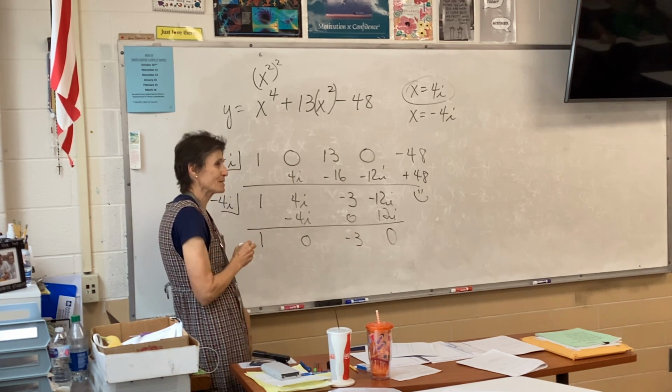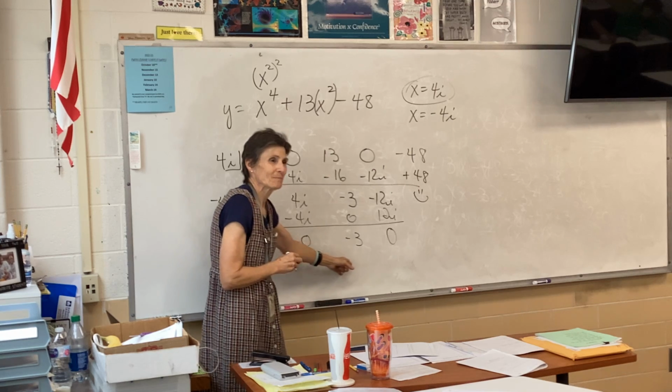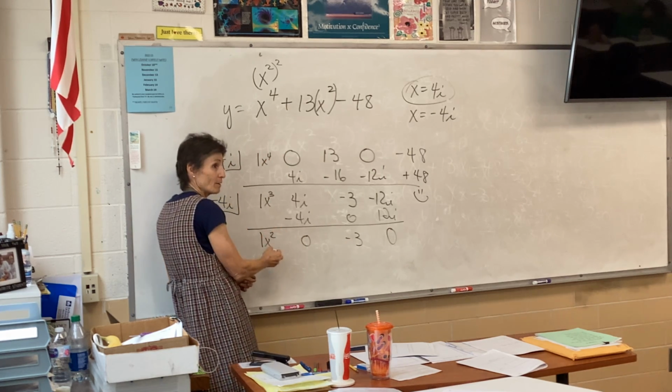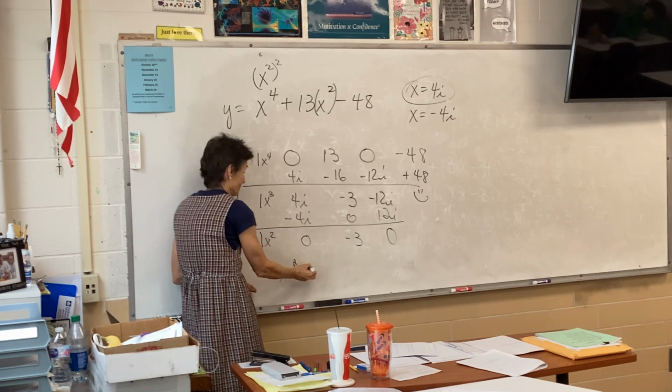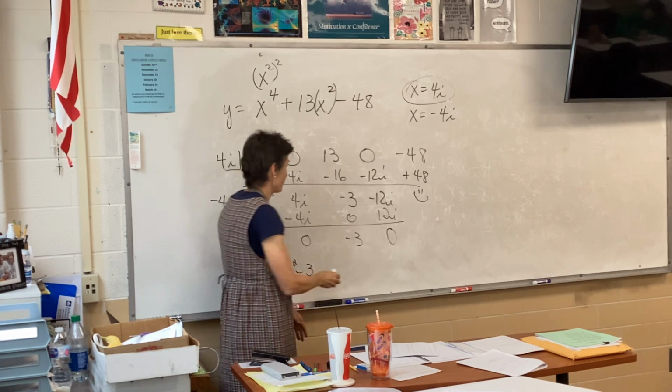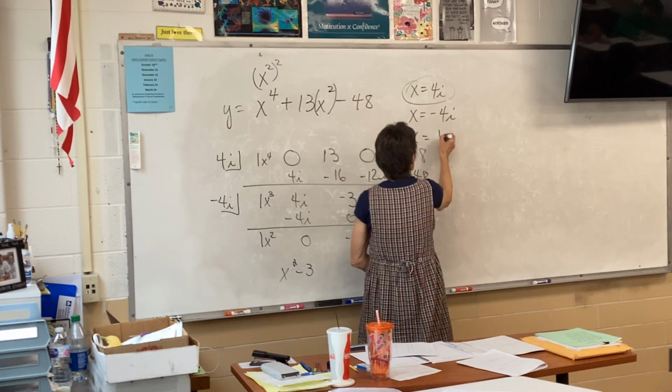And lo and behold, just like we thought, what's left? It's the 3. This was x to the 4th, this was x cubed, so it's gonna be x squared minus 3, which is gonna give us, I didn't even write it down, but it's plus or minus root 3.